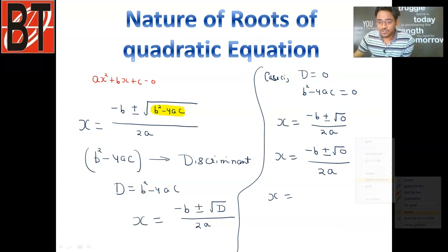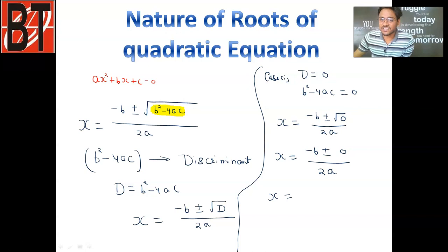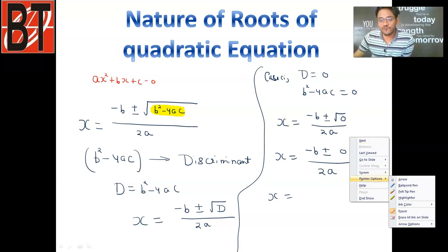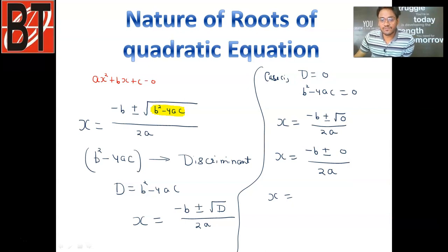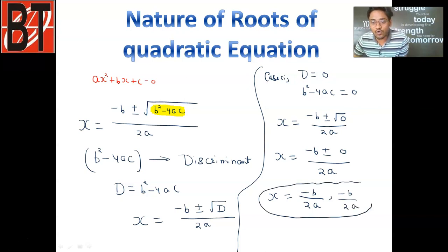No matter if I add 0 to minus b or subtract 0 from minus b, it will have no impact on minus b. If I take the positive sign in between, I will have minus b plus 0, which becomes minus b upon 2a, and when I take the negative sign, it again becomes minus b upon 2a, students. So what you see is that we have two equal roots.